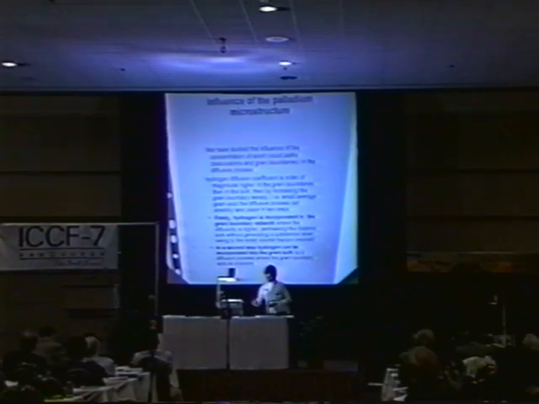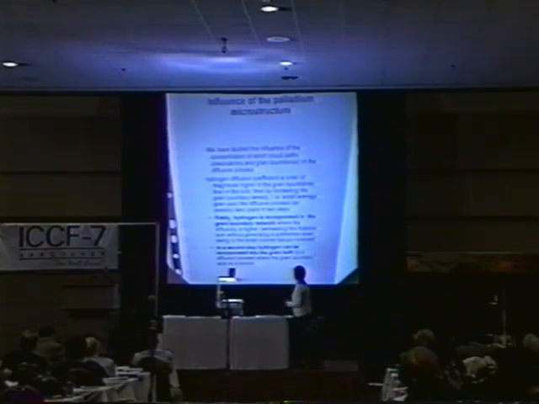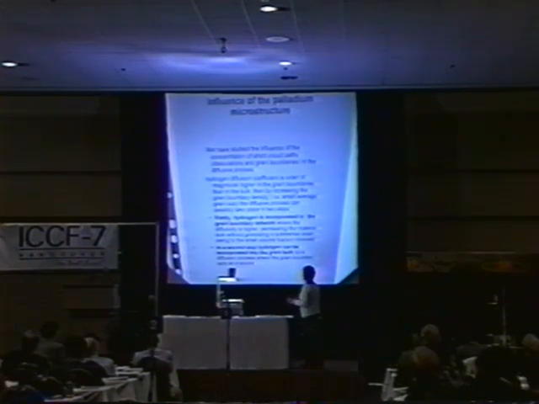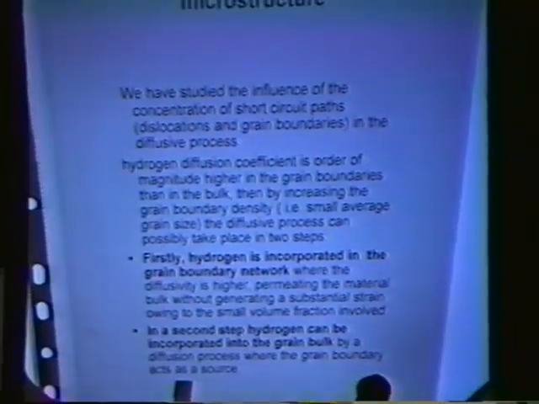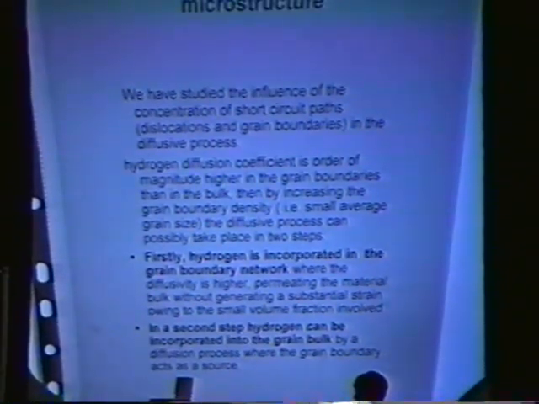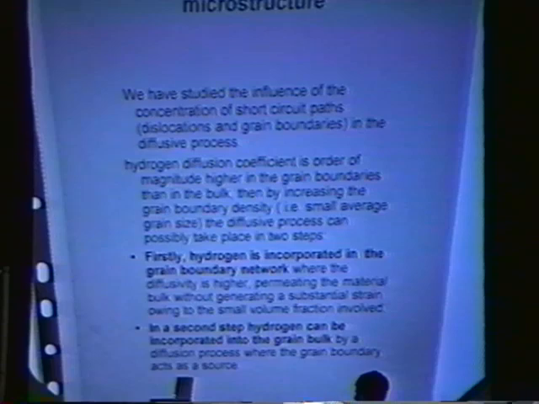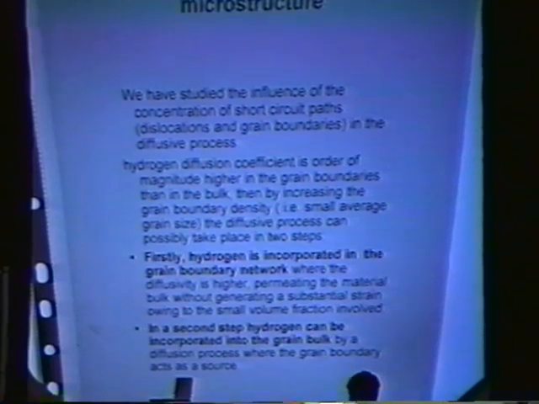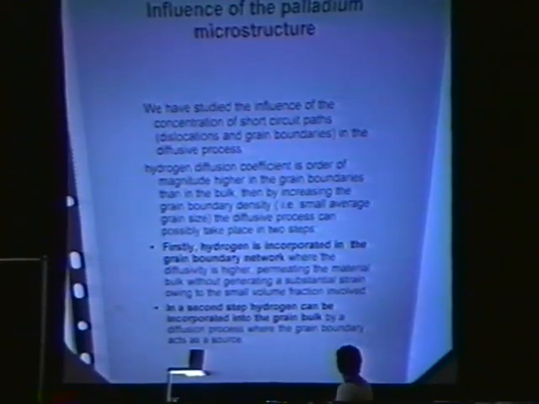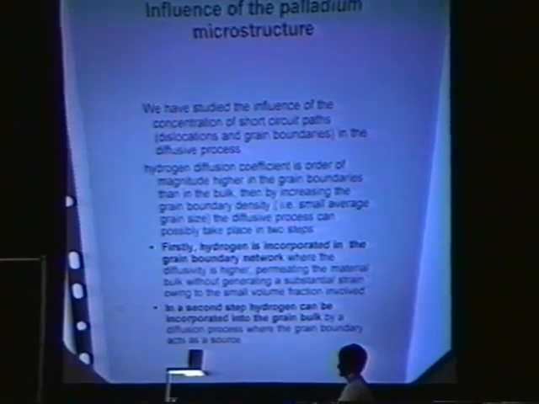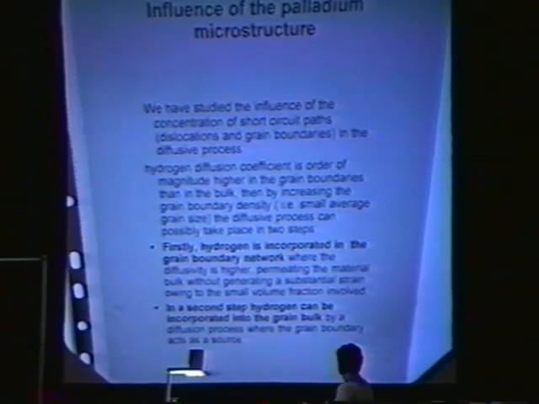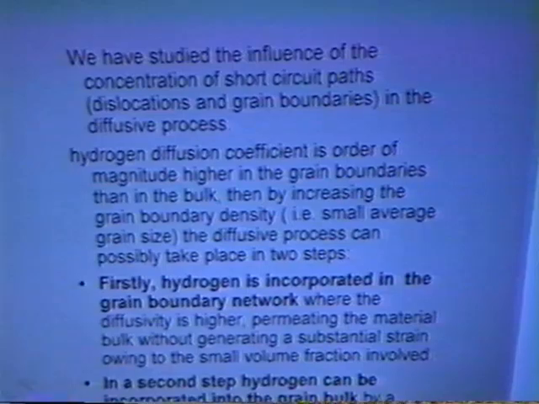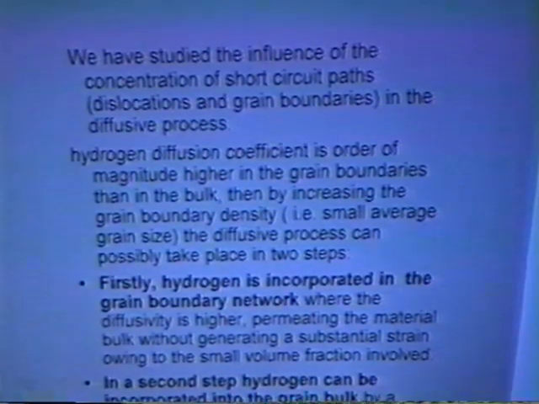Then we started to study the influence of microstructure on the material, and we studied the influence on concentration, so short-circuit paths. We started from a basic hypothesis: the diffusion coefficient is very high in the boundary between grains. So if we have a very small grain size, we have a lot of boundary. In this case, it must be easier to have a high loading ratio. So we tried to test if this hypothesis is correct.